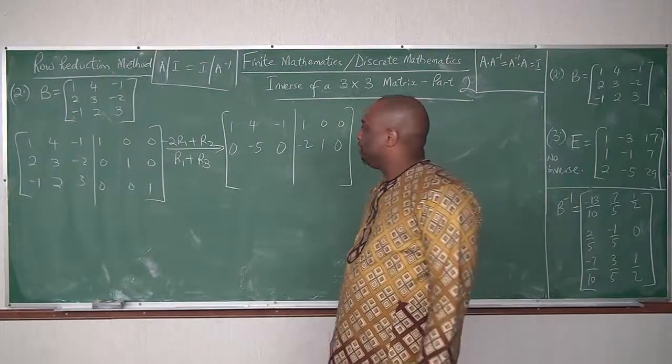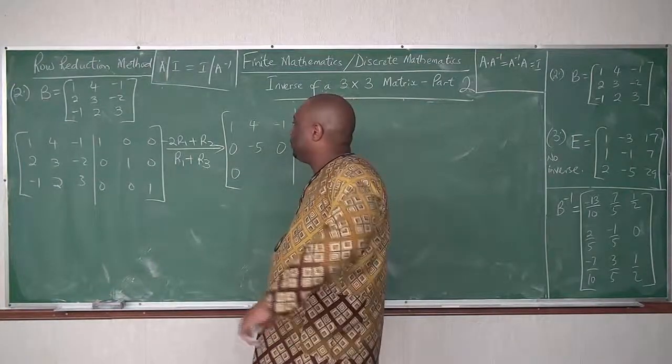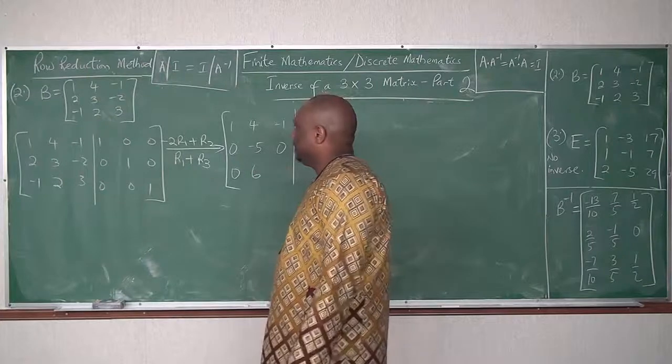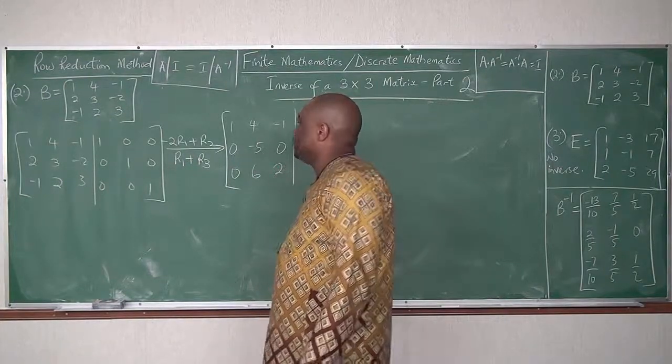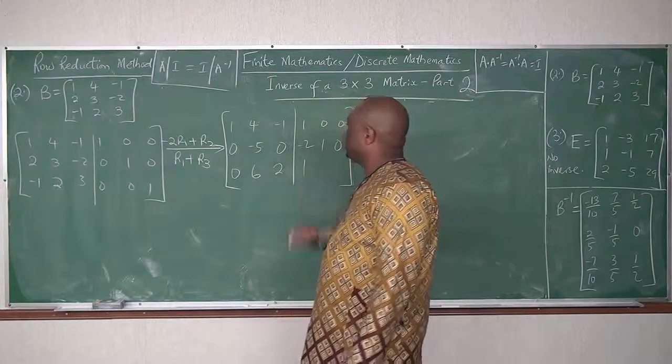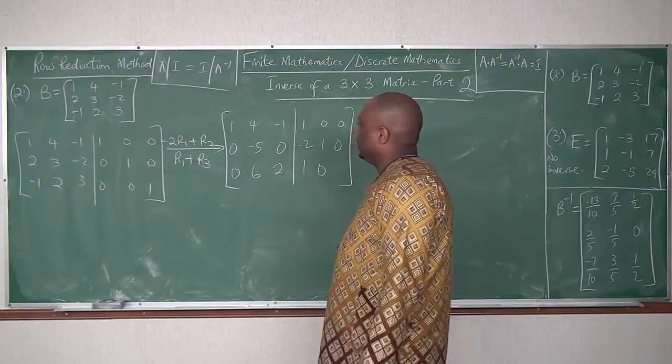Row 3: 1 plus minus 1. 1 minus 1 is 0. 4 plus 2 is 6. Negative 1 plus 3 is 2. 1 plus 0 is 1. 0 plus 0 is 0. 0 plus 1 is 1.